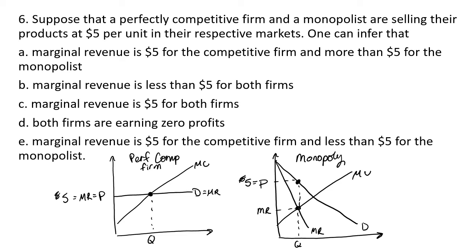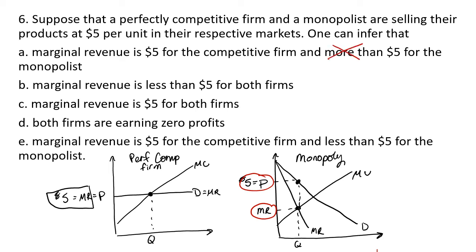A says the marginal revenue is $5 for the perfectly competitive firm. So if we look at our perfectly competitive firm, we see that marginal revenue is $5. That's true. And marginal revenue is more than $5 for the monopolist. But here we see, here's our 5, and there's our marginal revenue. So 5 is higher than the marginal revenue. The marginal revenue is not higher than 5.